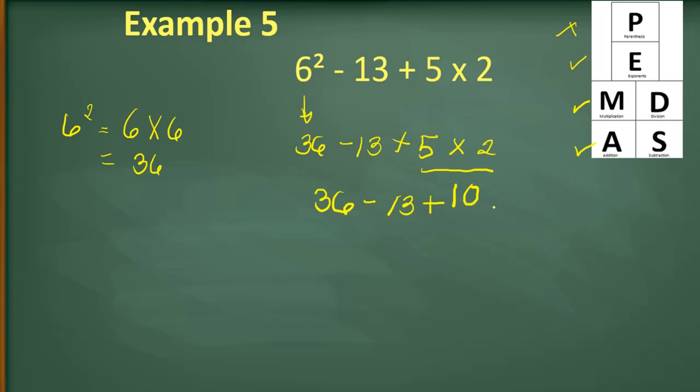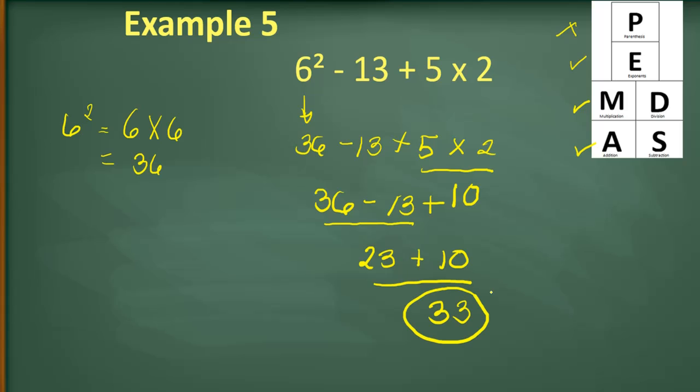left to right. So which comes first? Is it addition or subtraction? Correct. It is subtraction. So we will perform first subtraction. 36 minus 13. We have 23. Then bring down plus 10. So we can now solve the last operation, which is addition. 23 plus 10, we will have 33. So our final answer is 33.